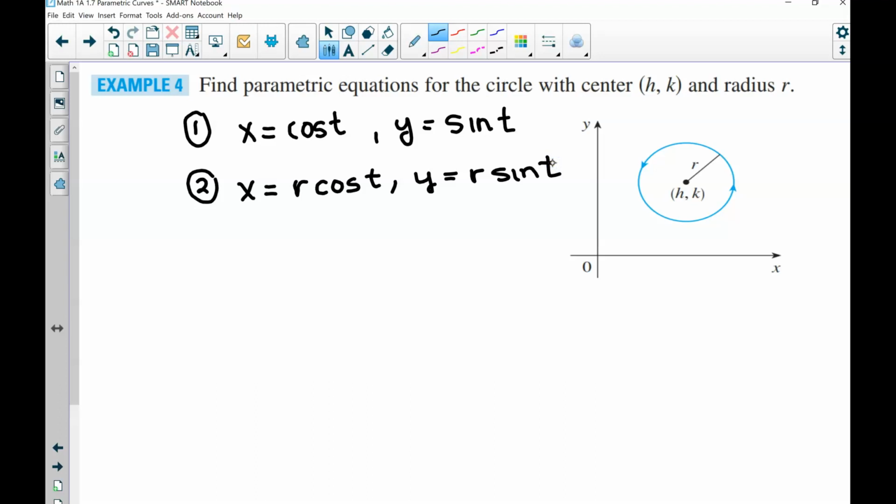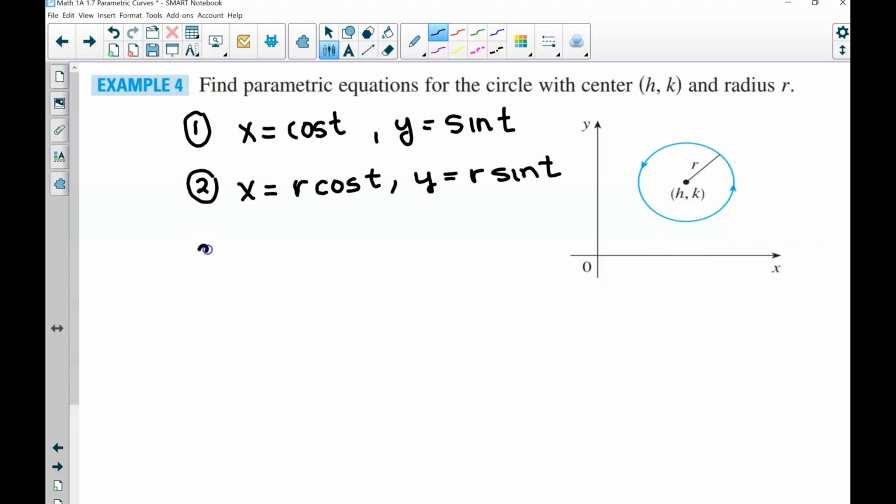Okay, now you can verify that these equations are going to represent a circle with a radius r, centered at the origin, traced counterclockwise. Now, the only thing here is that it's not centered at 0, 0. It's actually now centered at HK. So what happens with the center of HK? Well, in this scenario, since it's in quadrant 1 and that's where the circle is located, you're shifting it to the right H units and then shifting it up K units.